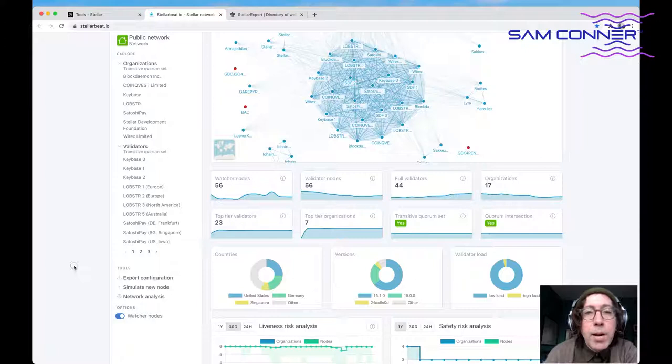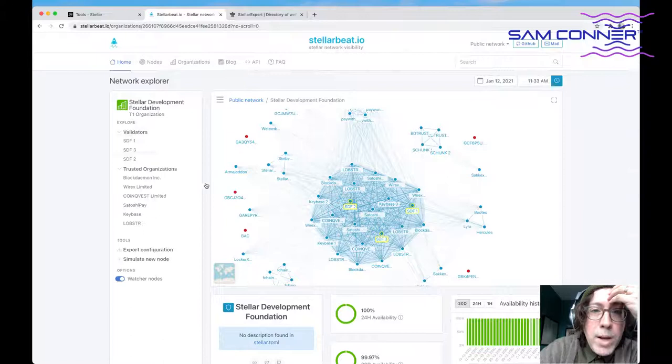And here's one cool thing about Stellar DB. Click on that SDF one more time. So you said there's only one over there. That's Stellar. So click on this right here. Yep. And what you'll see is that we have three nodes, like I said.